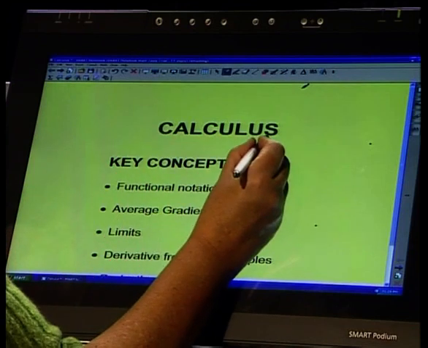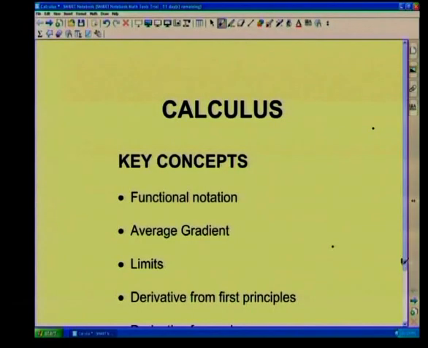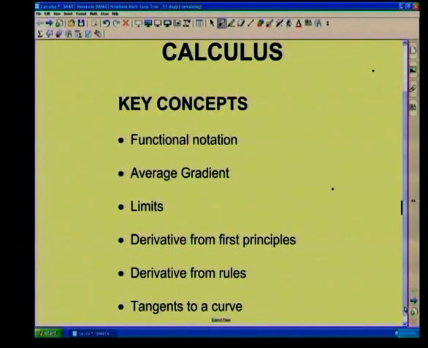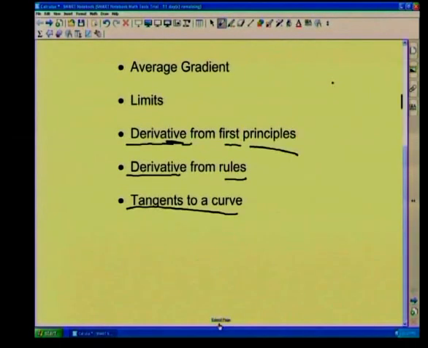As I said, the section is called calculus, and there are key concepts. The first key concept is functional notation. Then it's average gradient, then it's limits, then finally we get to derivatives from first principles. Now this word is a new word to you, but don't worry, we'll make more sense of it later on. Then derivatives from rules. By the way, before we move on, first principles, what would that mean to you? Well, if I say first principles, I mean from the very basics of the section. So using very definition-based approaches. But we will go back to that and spend much more time on it later on. Right, and then the last thing we're going to look at today is tangents to a curve.